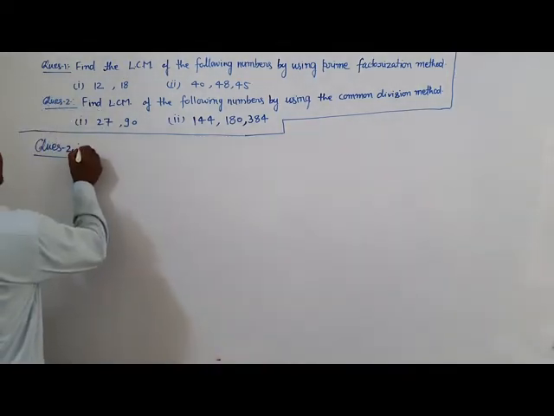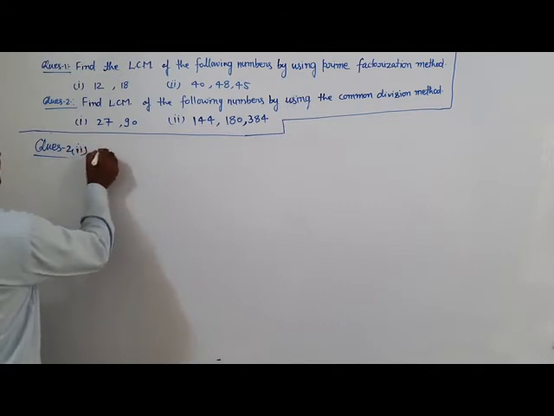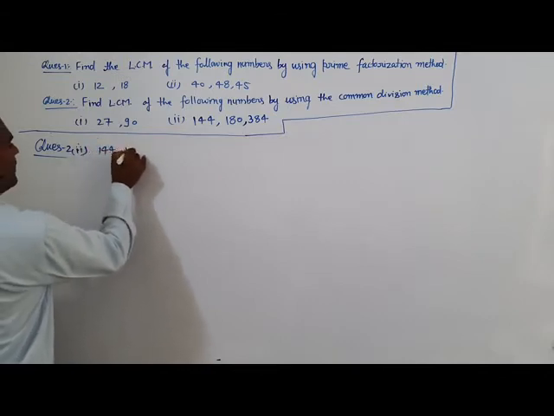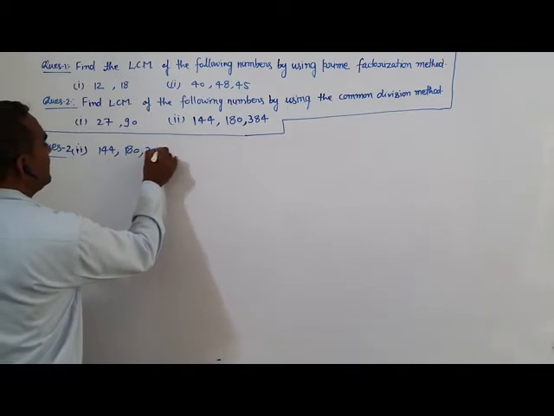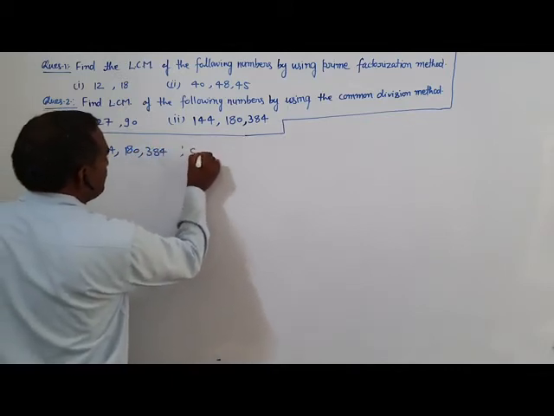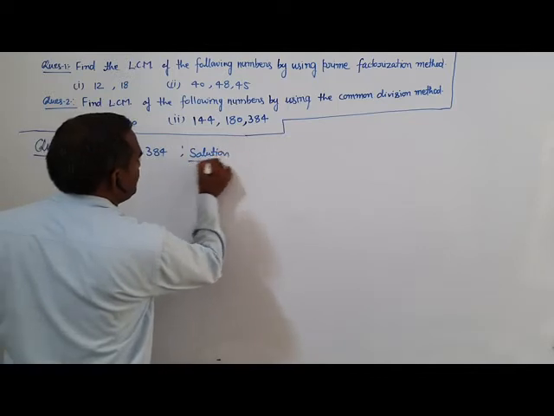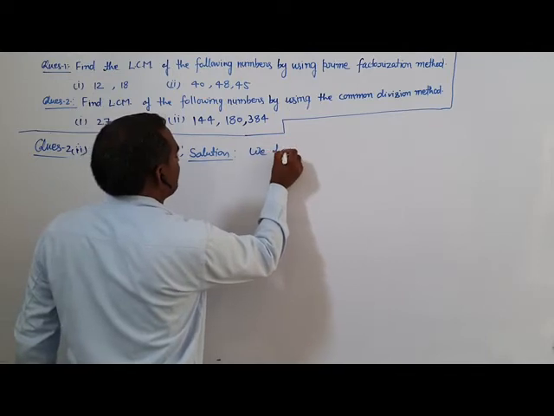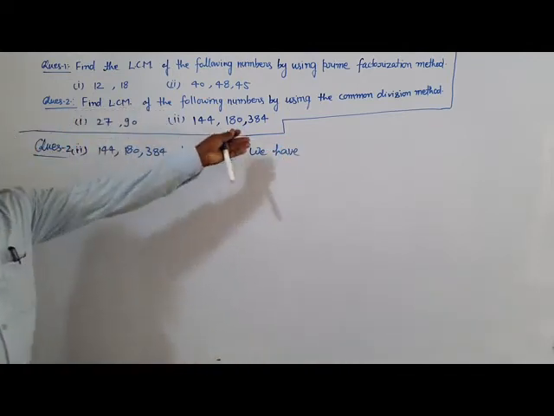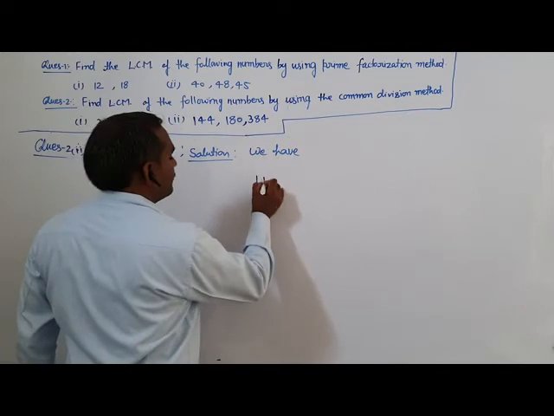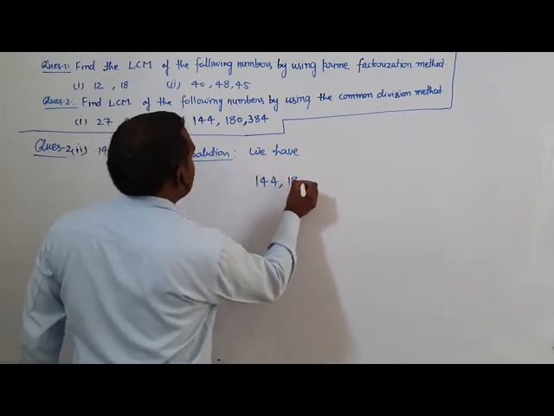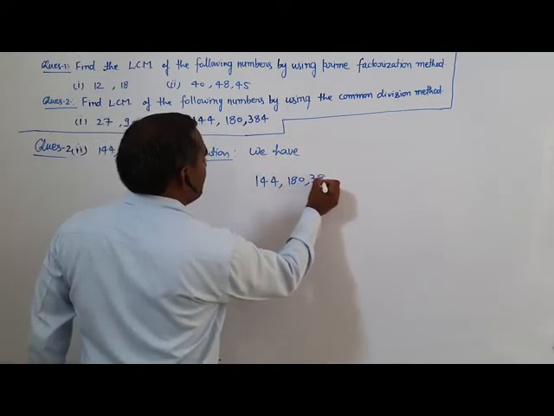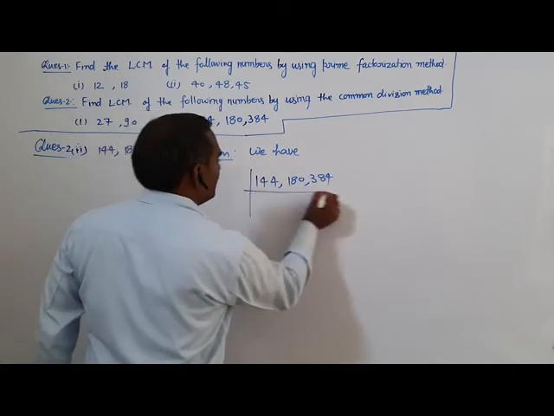Question, option second: 144, 180, 384. Solution. First of all, we write all these numbers in a row: 144, 180, 384. Now we divide.